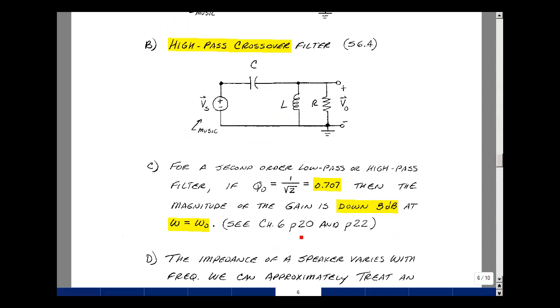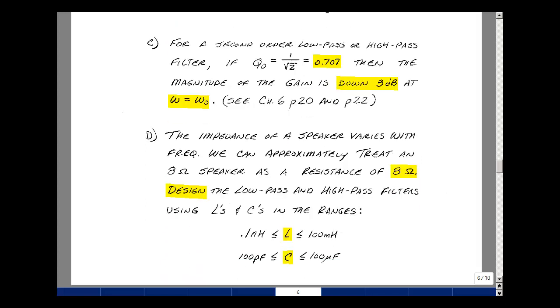We saw in Chapter 6 on pages 20 and 22 that our second-order low-pass and high-pass filters, when they had a Q0 of 0.707, were down 3 dB at omega equal to omega naught. And that's exactly what we need for our high-pass and our low-pass crossover filter. As I mentioned, the impedance of a speaker varies with frequency, but we can roughly approximate an 8 ohm speaker as 8 ohms of resistance in its band of frequencies.